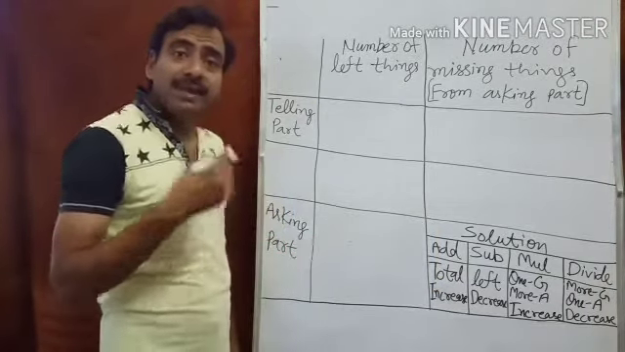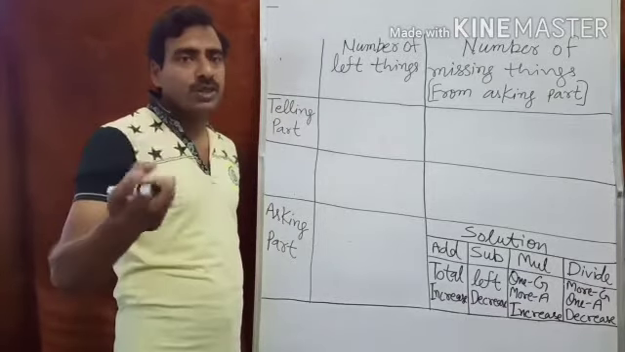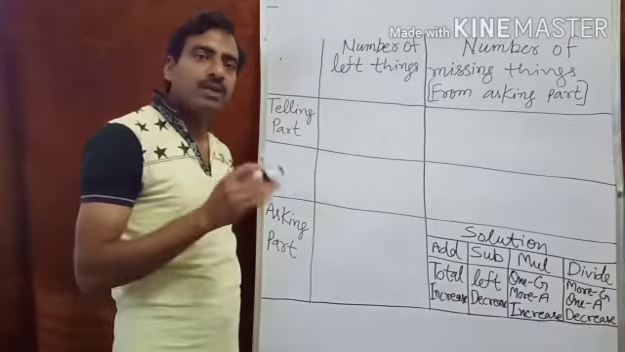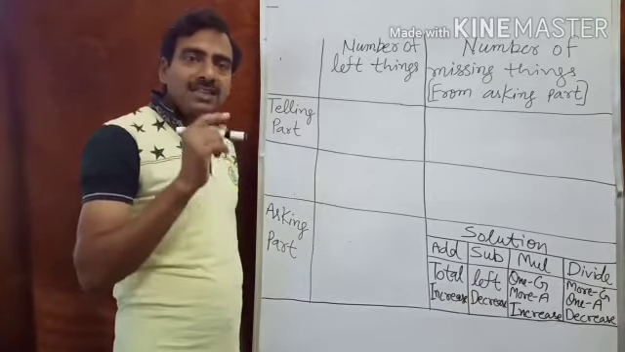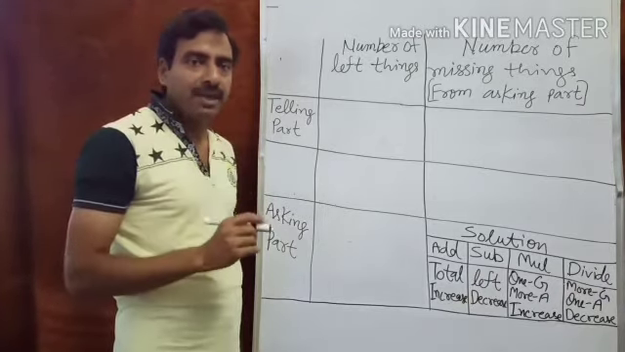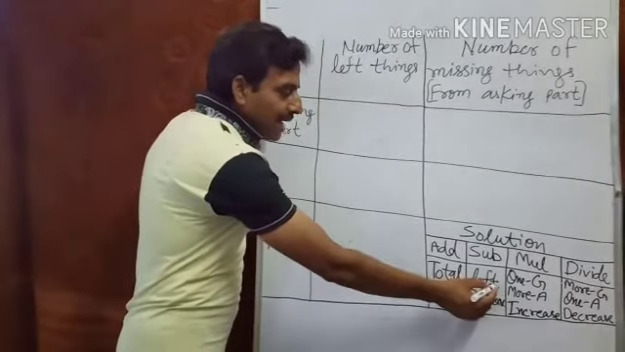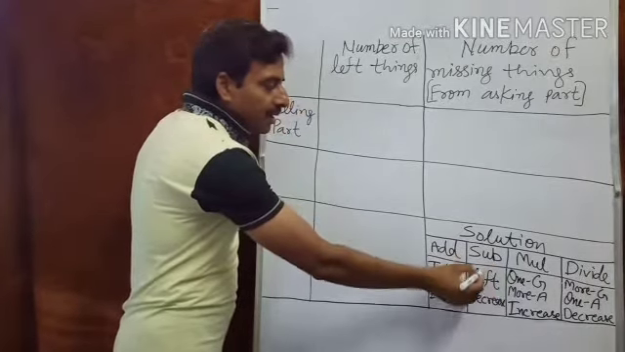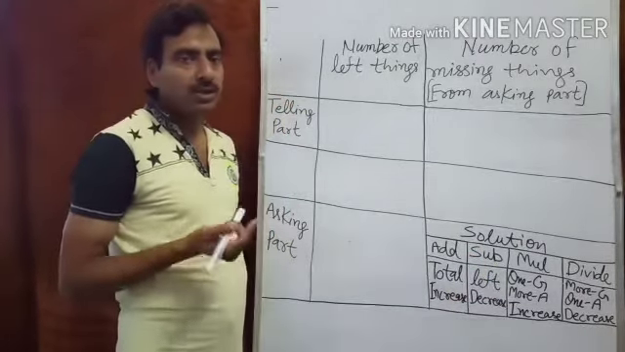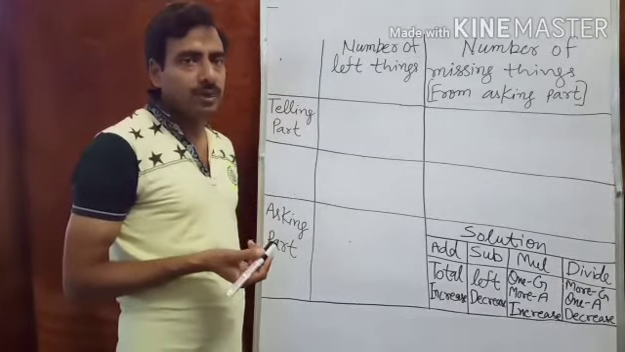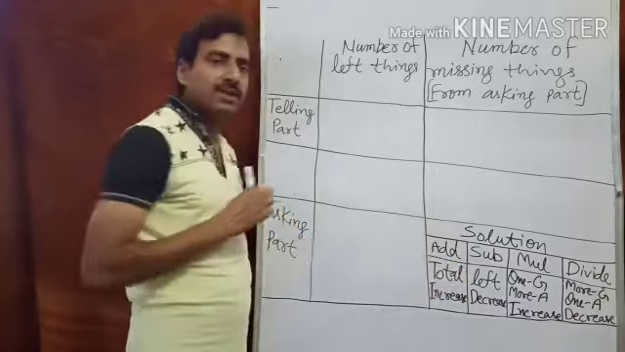If Ram is having 5 balls and he has given 2 balls to his brother, then how many balls does he have now? What will you do? The number of balls which Ram is having now will always decrease. For a decrease, for the left number of balls, you will subtract. 5 minus 2 is equal to 3. Ram is having 3 balls now. This solution you will get through subtraction.